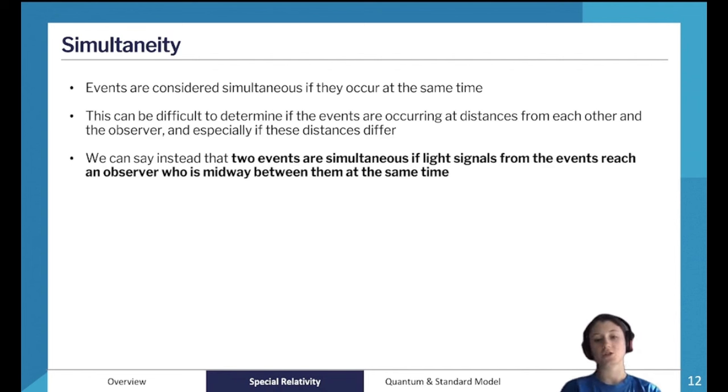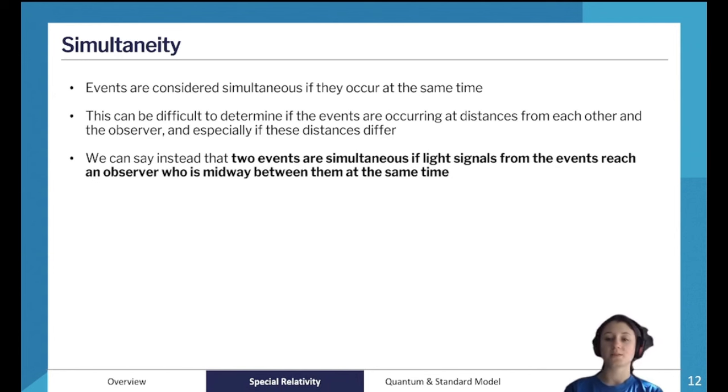So the definition that you need to memorize for simultaneity is on that third dot point. Alright, we can say that two events are simultaneous if light signals from the events, and by light signals we kind of just mean if the person can see them, right? Light signals, that's what you see, reach an observer who is midway between them at the same time.